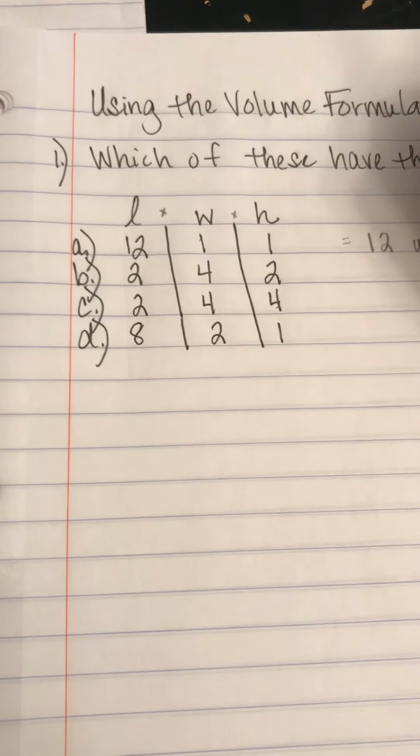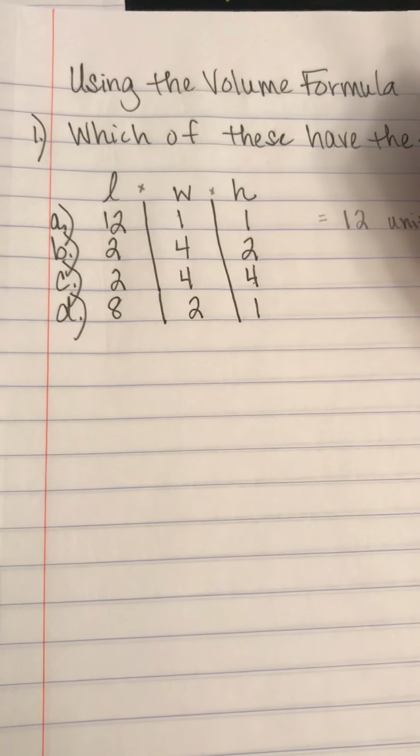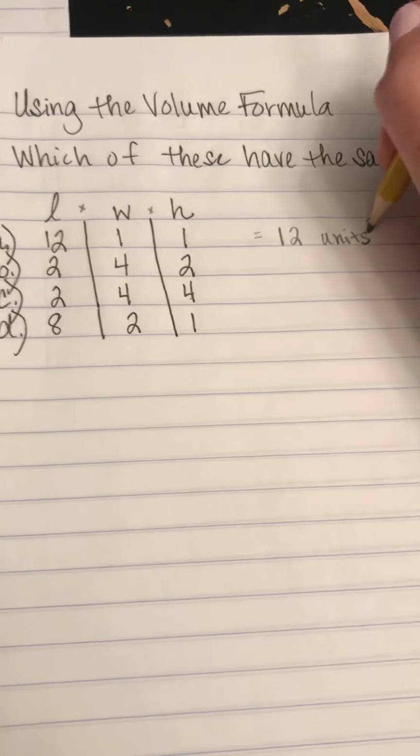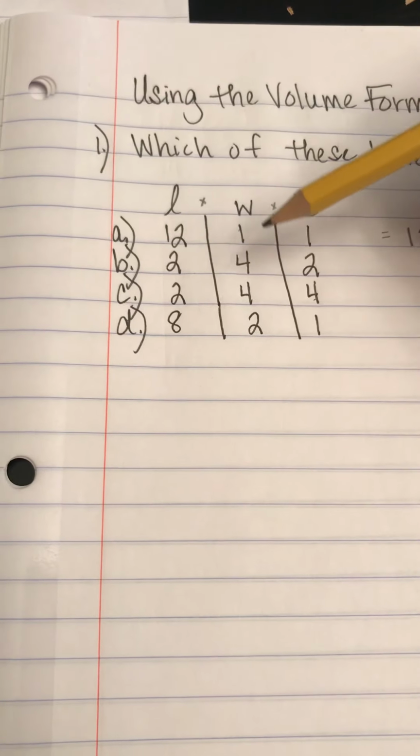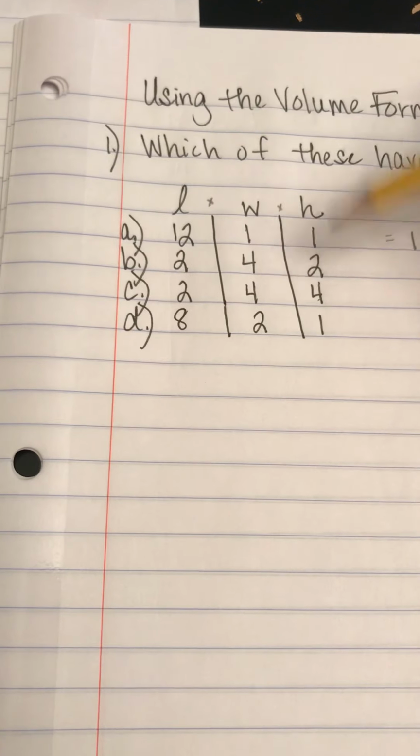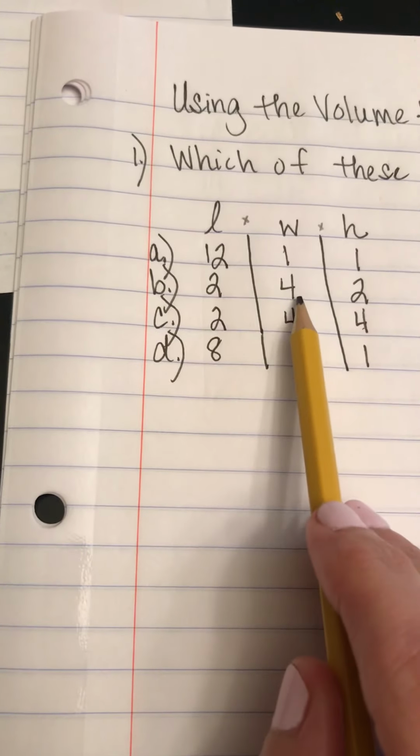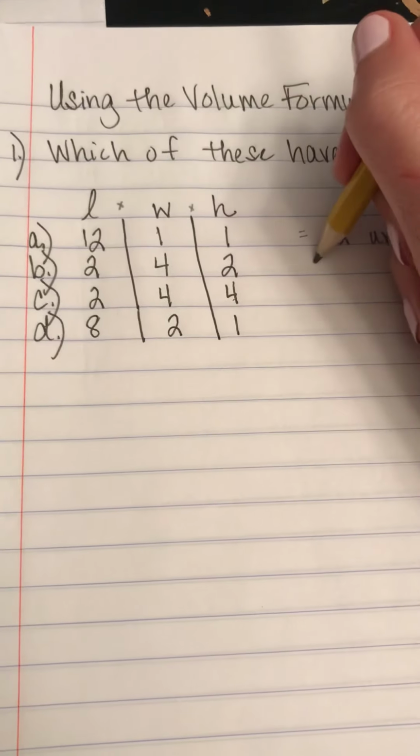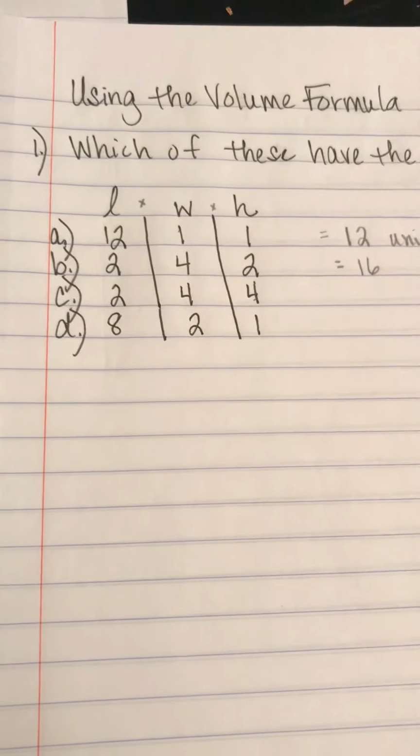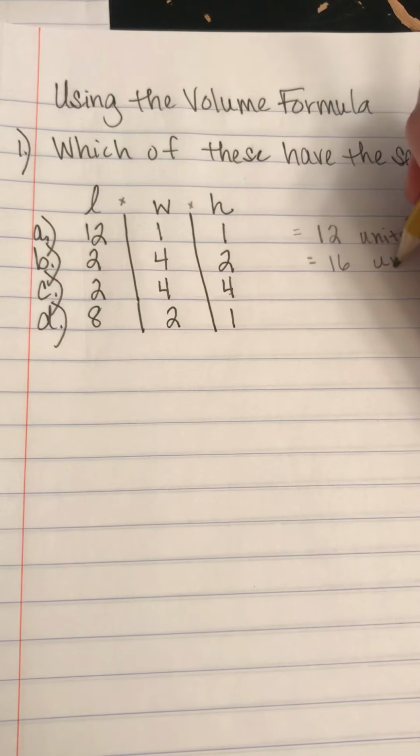Let's look at B. It says we have a length of 2, a width of 4, and a height of 2. So 2 times 4 is 8. 8 times 2 is 16. So B is different. B is 16 cubic units.